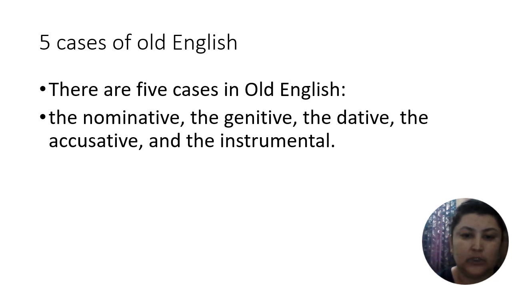Five cases of Old English. As we know, there are five cases in Old English: the nominative, the genitive, the dative, the accusative, and the instrumental.